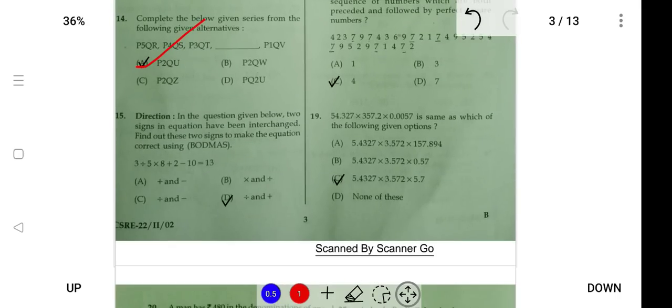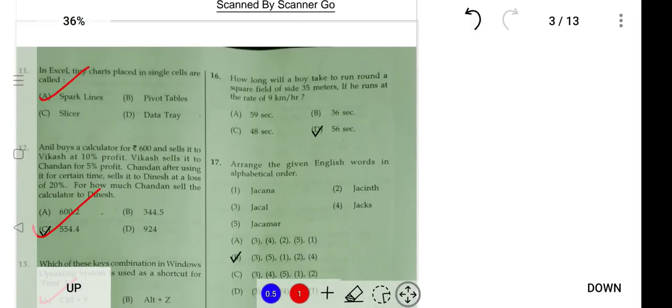Next, in the following questions, two signs in the equation have been interchanged. Find out those two signs to make the equation correct. So it is divide and plus. Next, how long will a boy take to run around a square field of 35 meters if he runs at the rate of 9 kilometers per hour? So it is 56 seconds.